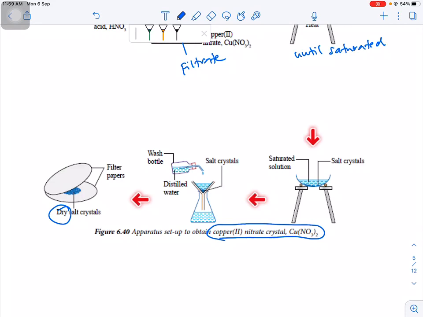It's like table salt. Dia macam table salt bentuk dia. Cuma the colour is very nice colour. The colour is blue. So you can get the blue salt.